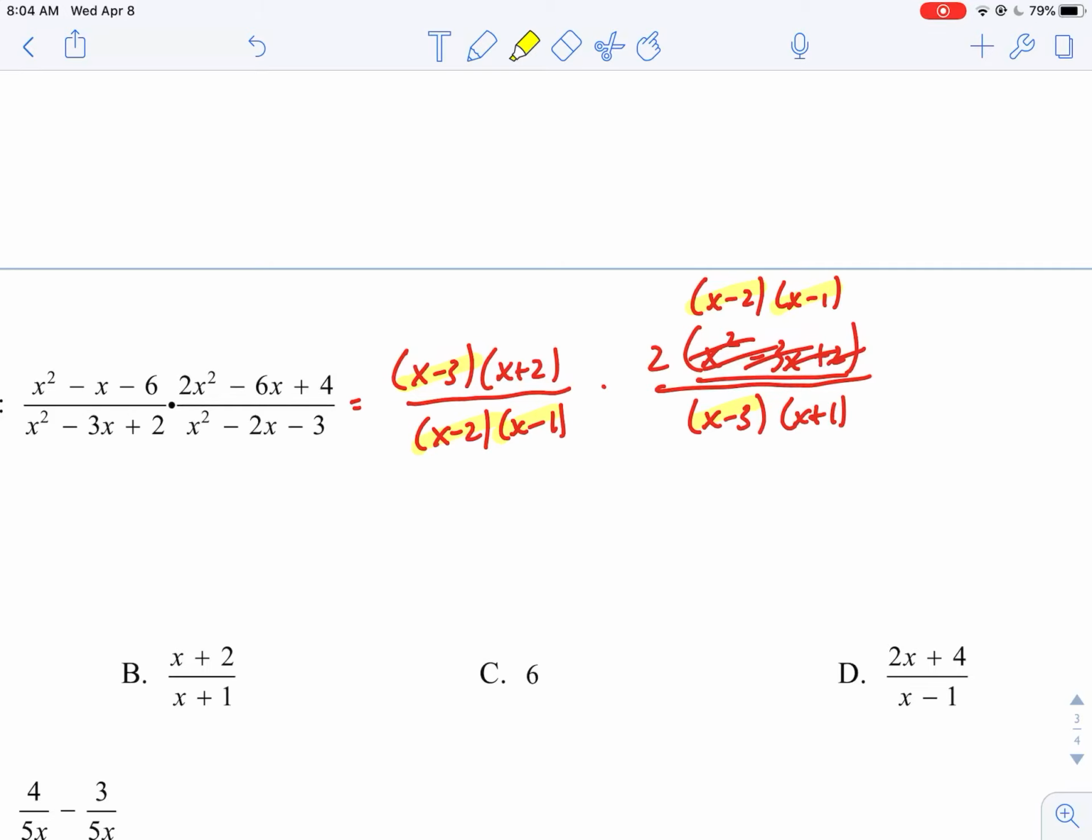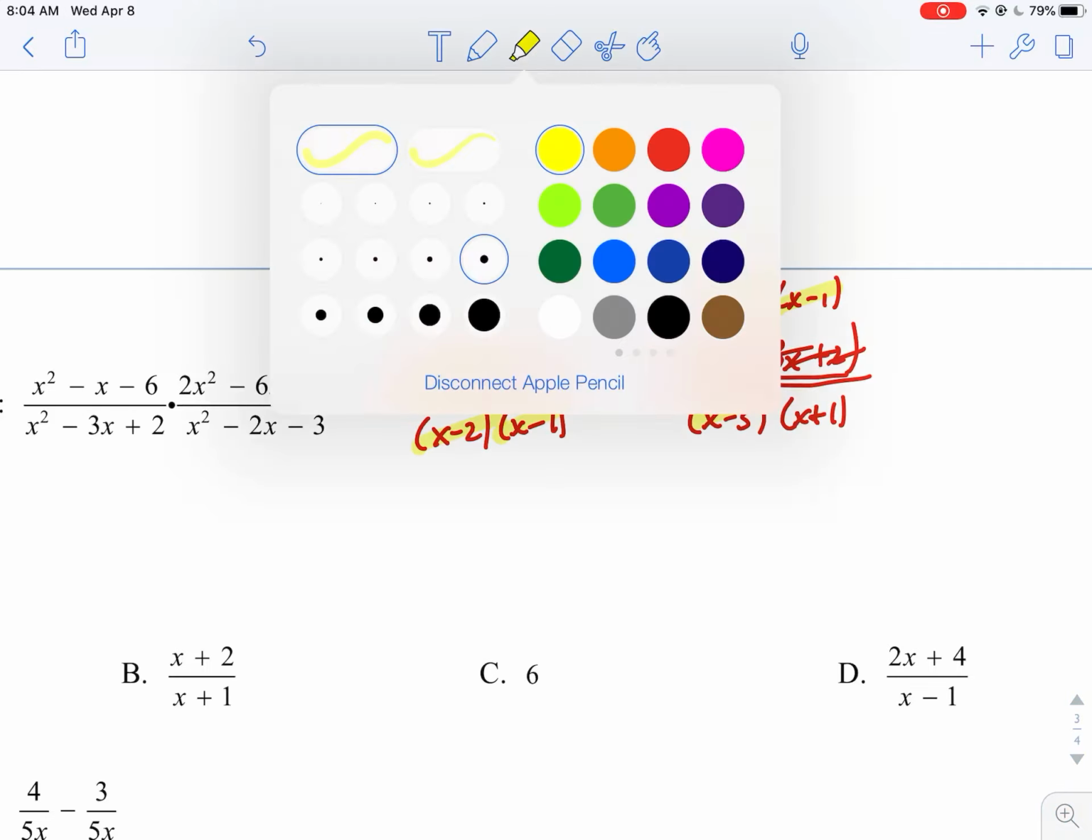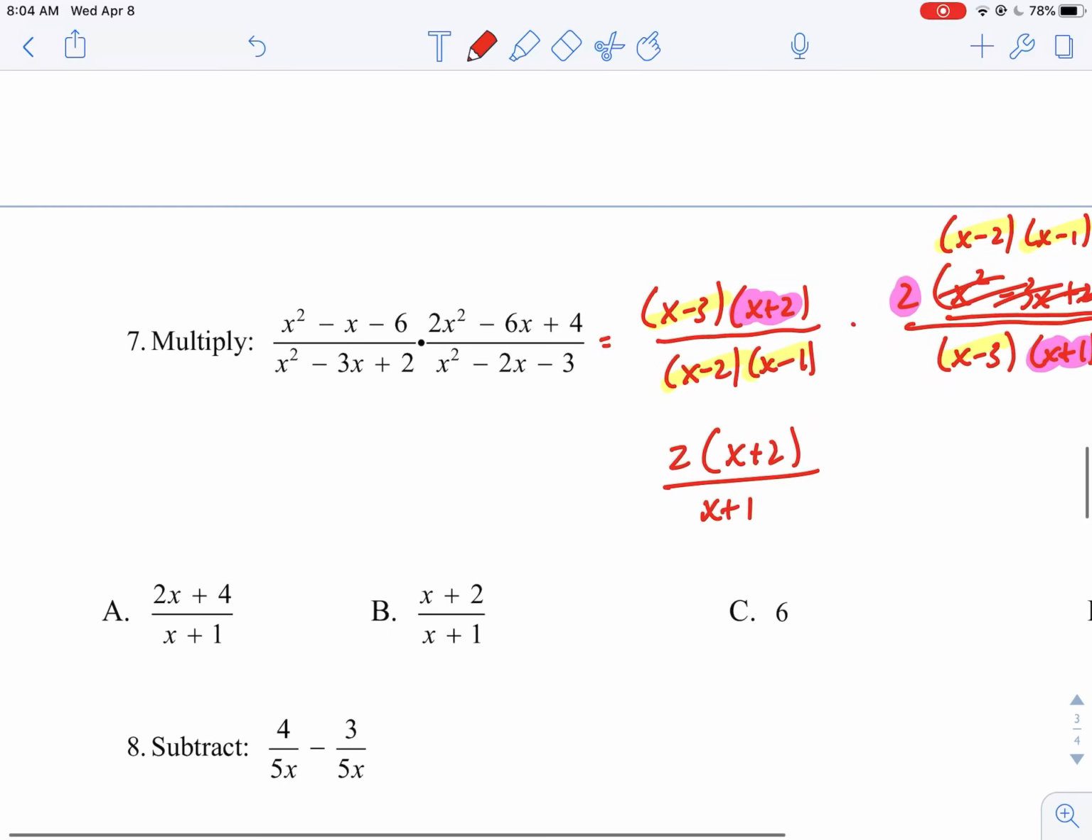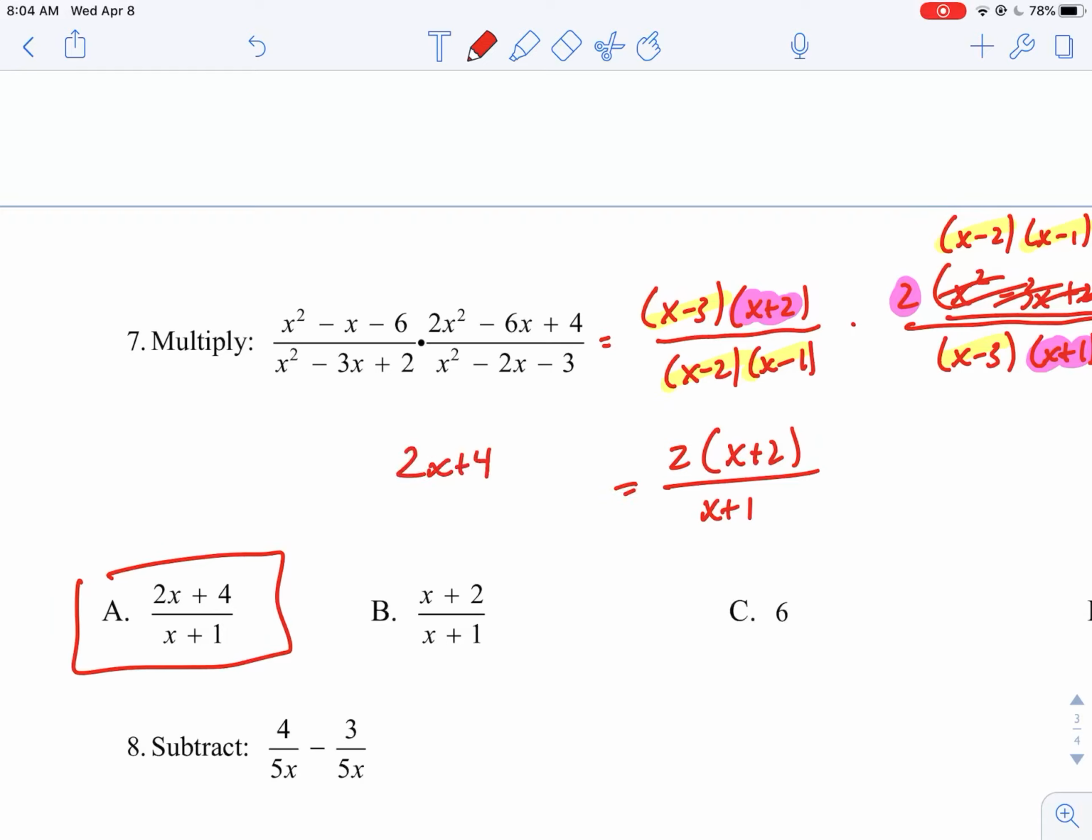So when all is said and done, and this is kind of the important piece, make sure that you highlight this part. We've got 1, 2, 3 things that are left over. Those 3 things I can write out as 2 times the quantity x plus 2 on the top, and I've got a quantity of x plus 1 on the bottom. So when I look through at this, it looks like I'm looking at A because they distributed this in. Another way to look at it would be 2x plus 4 over x plus 1.